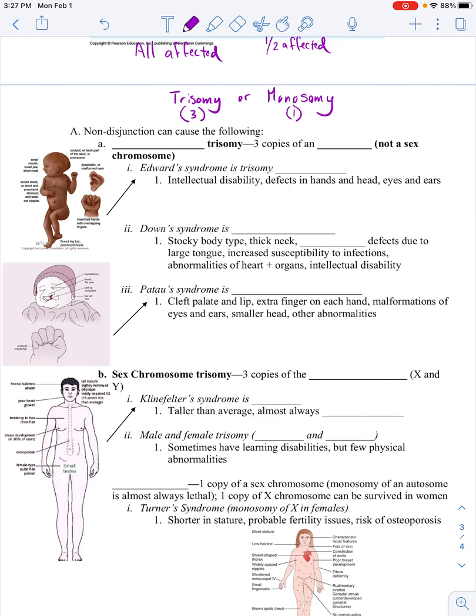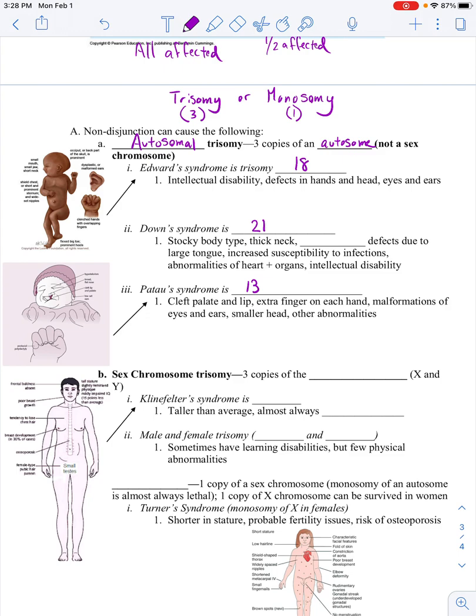And I'm going to start with autosomal trisomies. So these are the ones that are not involving the sex chromosomes. So there's 3 copies of an autosome, and they are trisomy 18, trisomy 21, and trisomy 13.